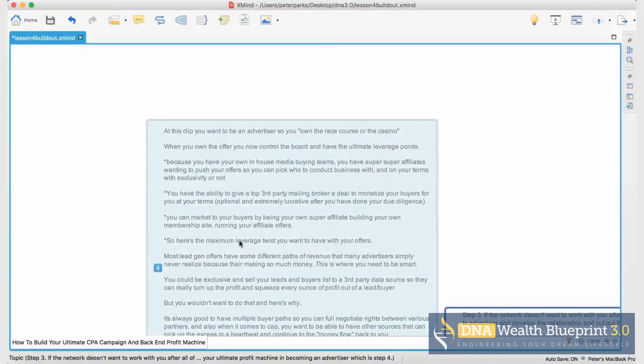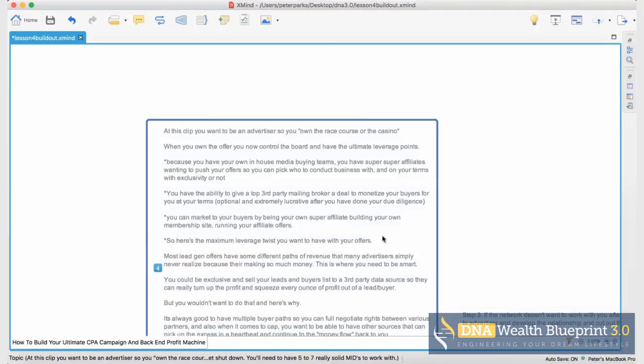So what happens here is you have the maximum leverage across all your offers, because at the end of the day, when you're running on the front end and on the back end, this is what's building up for you. This is how you build your ultimate profit machine and your ultimate asset, right? In this, most lead gen offers have different parts of revenue that many advertisers don't realize, because they're making so much money they just ignore it. It's just sitting out there. So this is where you need to be smart.